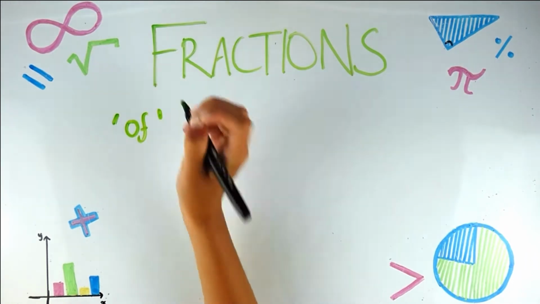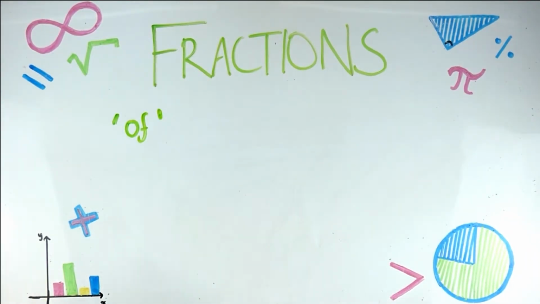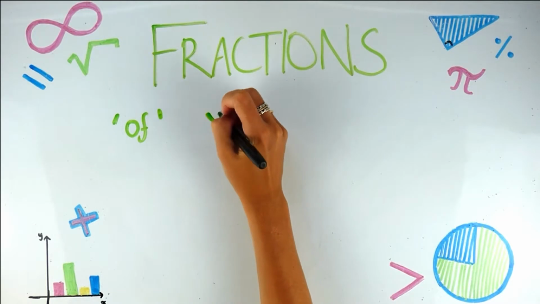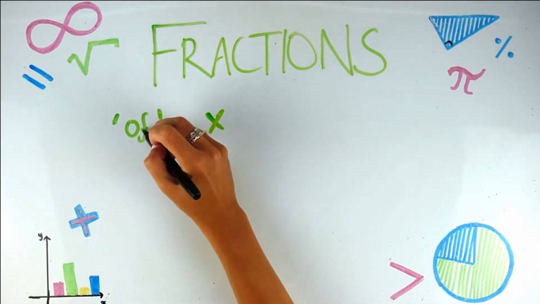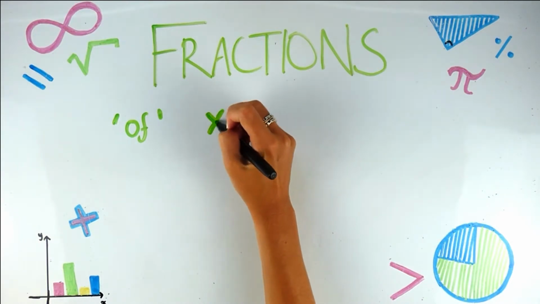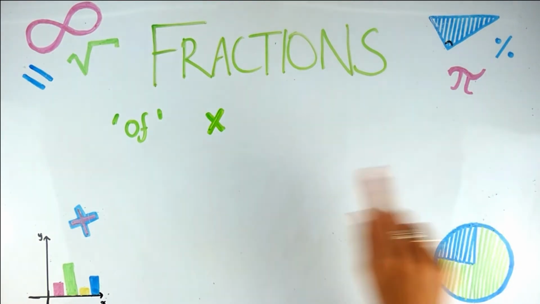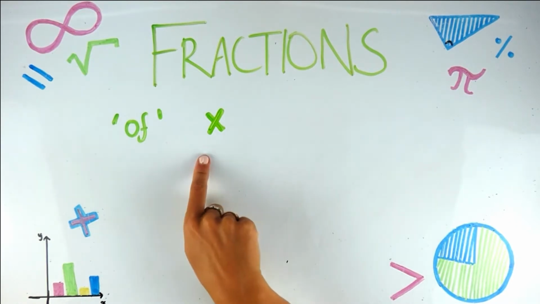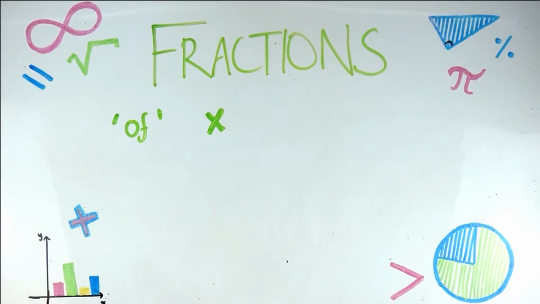Fraction of something. Of in maths means multiply. So this is the English word of, and the maths translation is multiply. So now we're bilingual, almost. This is a very, very useful fact in things like probability as well. So, for example, a fraction of an amount just means multiply.